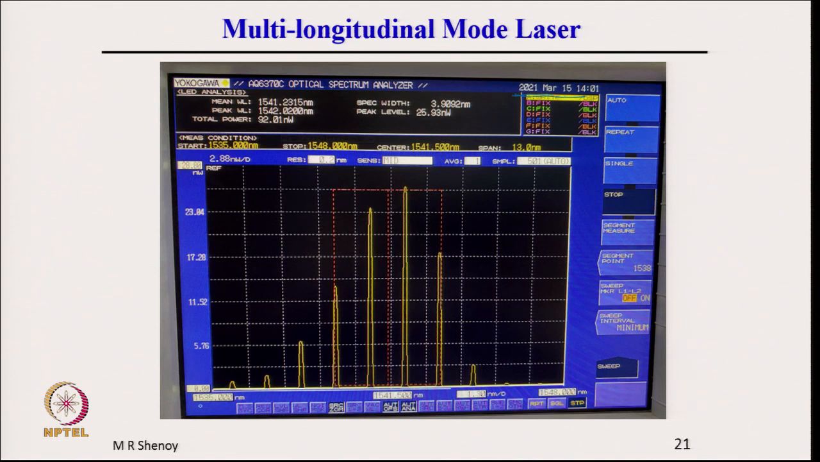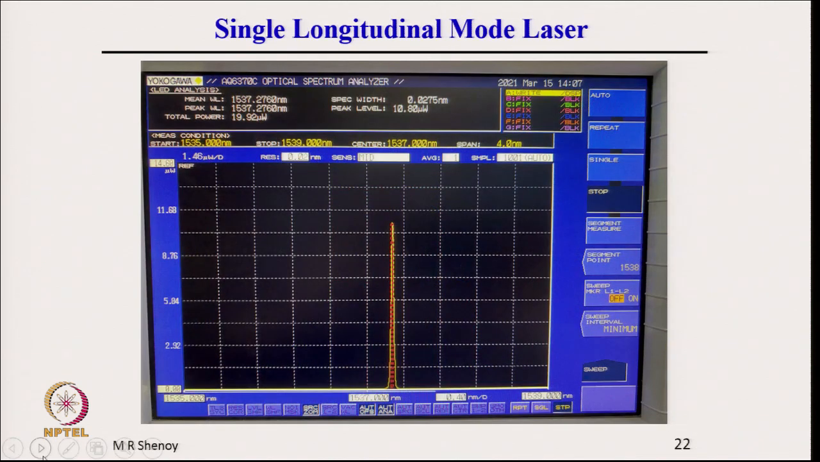We can see the numbers which are written here. The numbers tell that the total width is about 12 nanometer, and the width is calculated by taking the envelope of this, and the full width at half maximum of this envelope is about 4 nanometer, maybe half may be somewhere here. So, this may be approximately 4 nanometer, 3.9 nanometer, which is shown here.